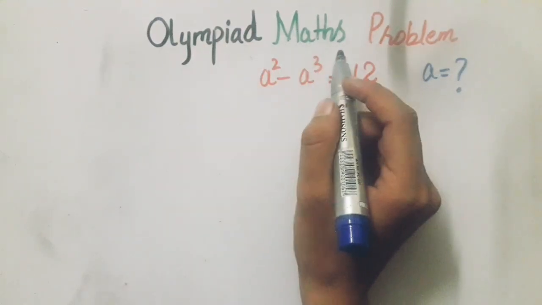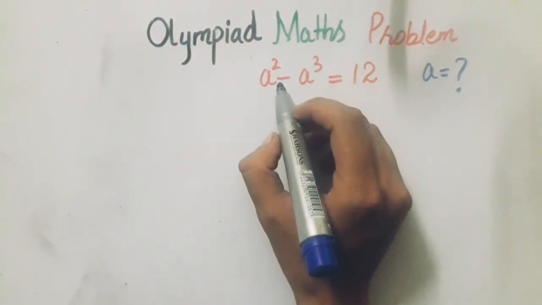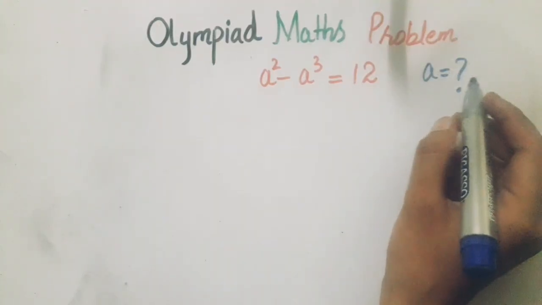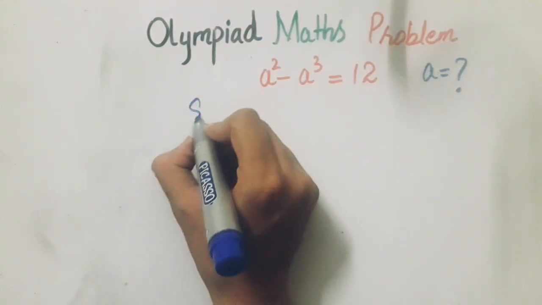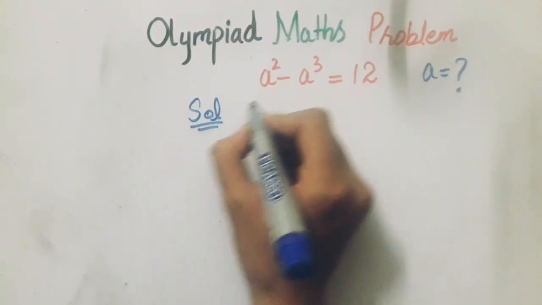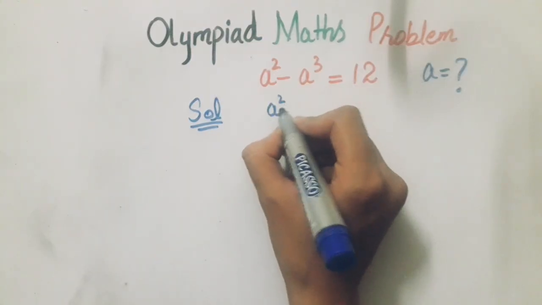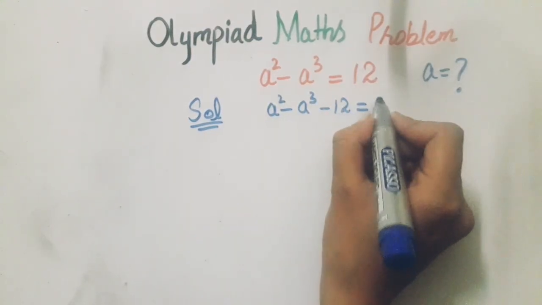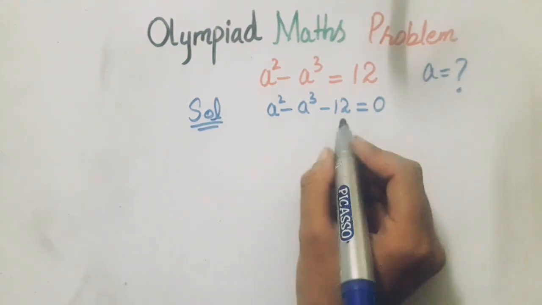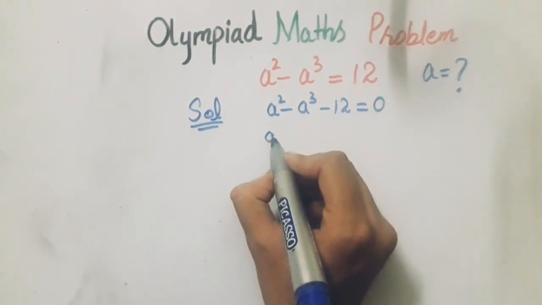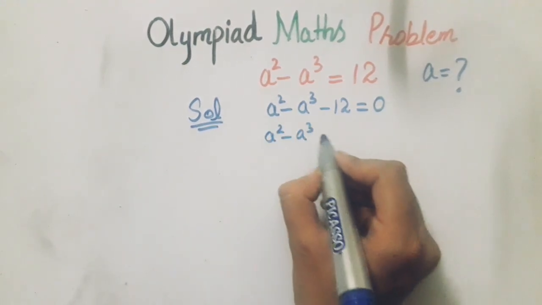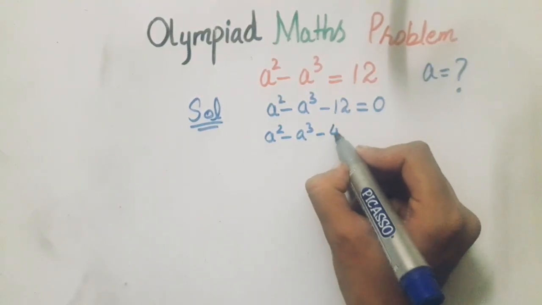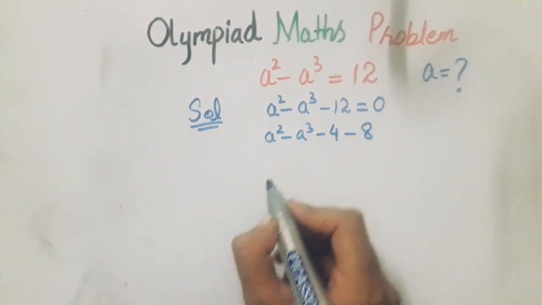In today's video we will solve an Olympiad math problem: a square minus a cube equals 12. You have to find the value of a. For this purpose we will write this as a square minus a cube minus 12 equals 0. Now we can write 12 as minus 4 and minus 8.